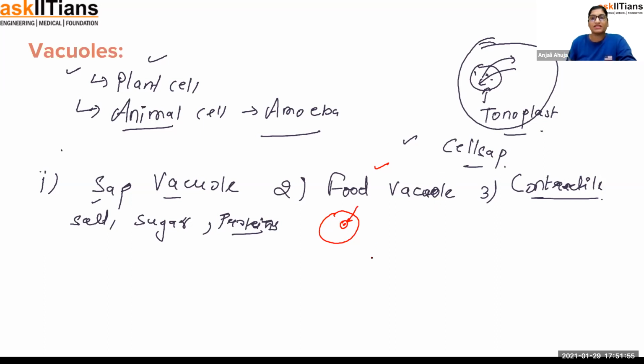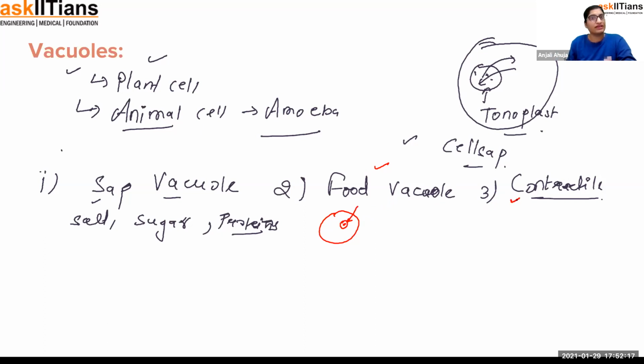Clear? Achha, one thing. A food vacuole is known as phagosome, phagolysosome. Hold on. Phagosome, phagolysosome. No, phagolysosome will form later. Just forget it. I'll explain that later. Basically, you just remember it as a food vacuole only.